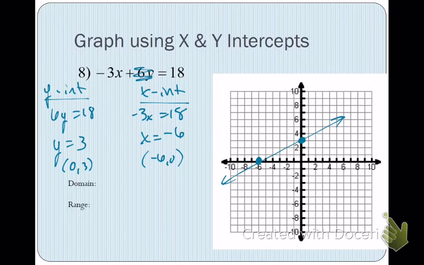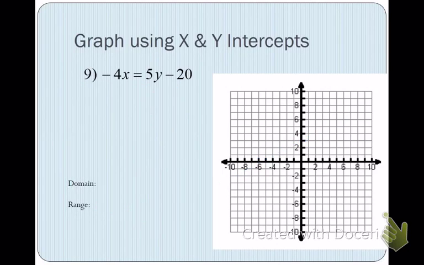Our line extends left and right forever, so our domain is negative infinity to positive infinity. Our graph extends up and down forever, so same thing. And so we're done there. Okay? All right. Try number 9 here. Stop the video. I'll walk you through how to do it once you're done. And we'll check your answer.